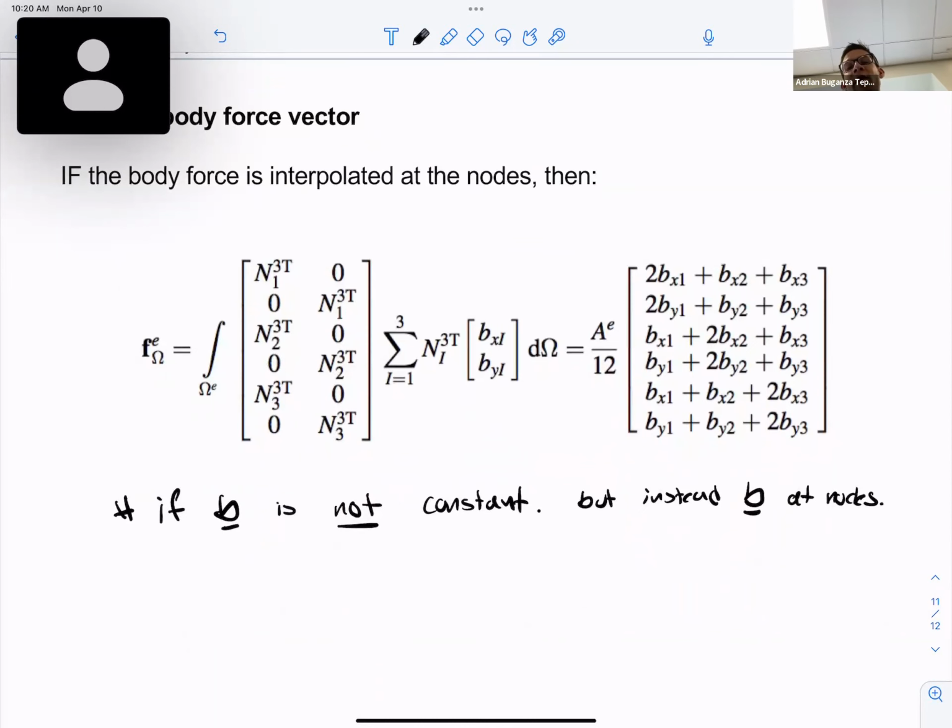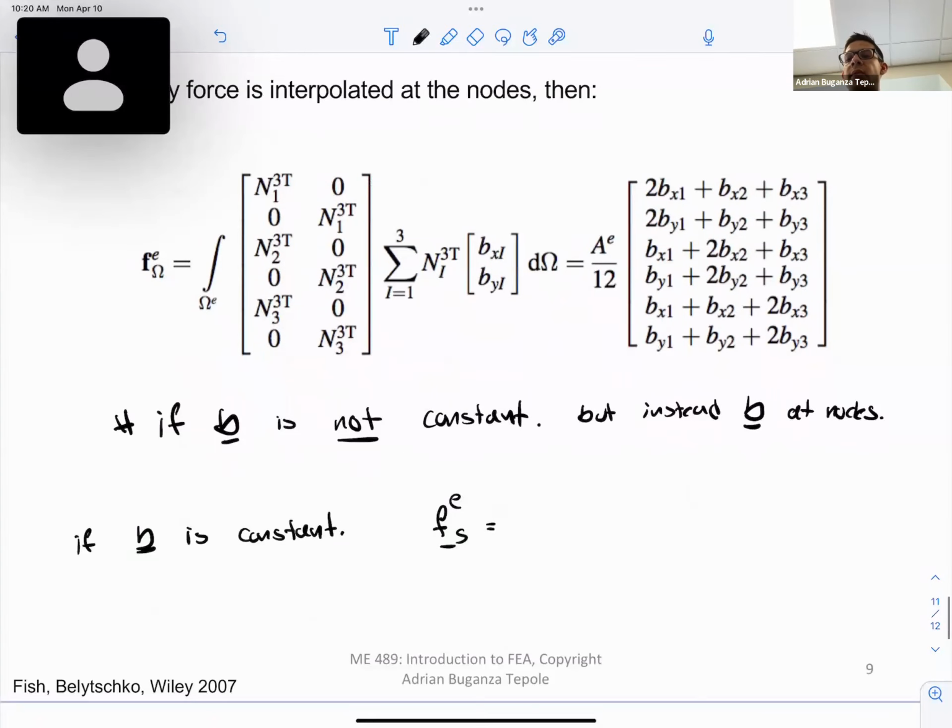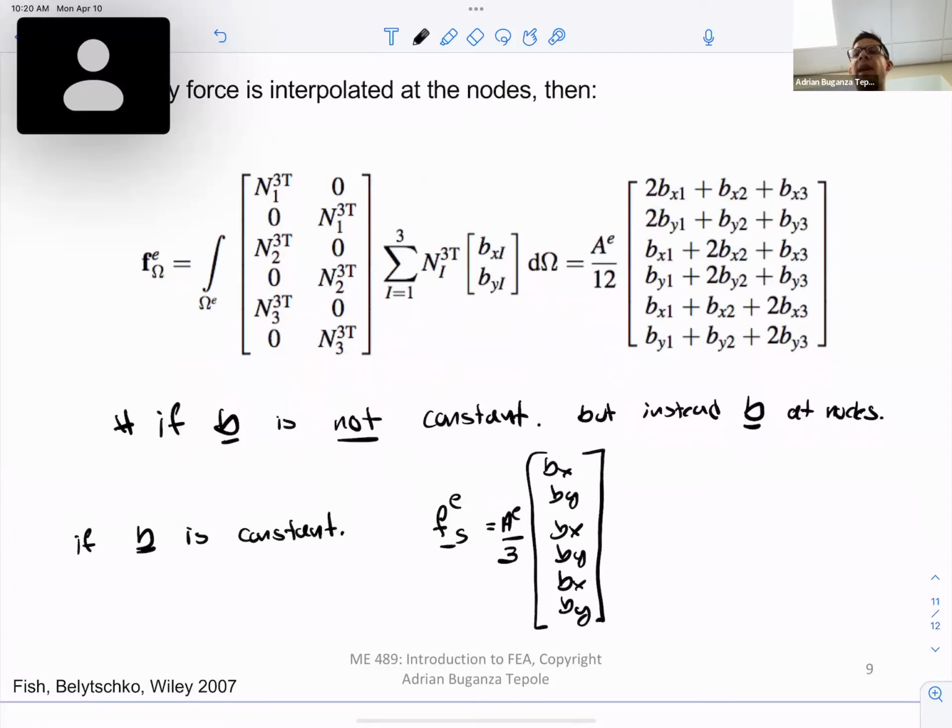If the body force B is constant, then I'll just do this and we'll end with that. You can imagine that this is just the area over 3, because the integral of the shape functions is just going to be the area over 3. Again, if the body force is constant, then the force vector is just area over 3 times bx, by, bx, by, bx, by.